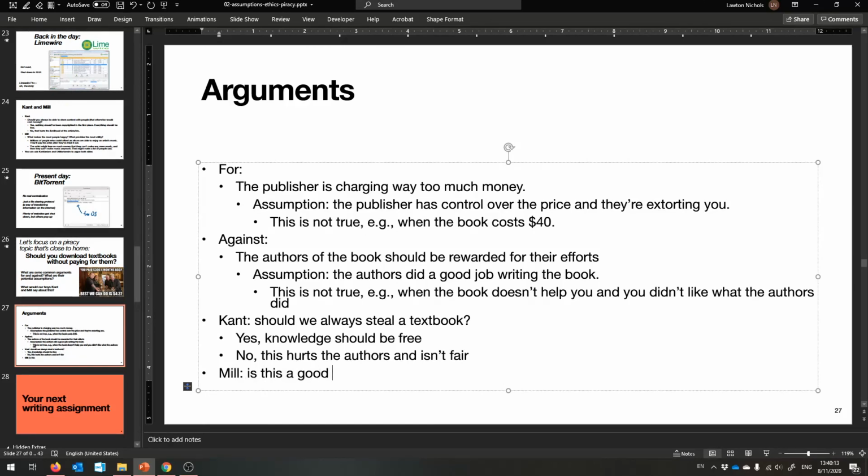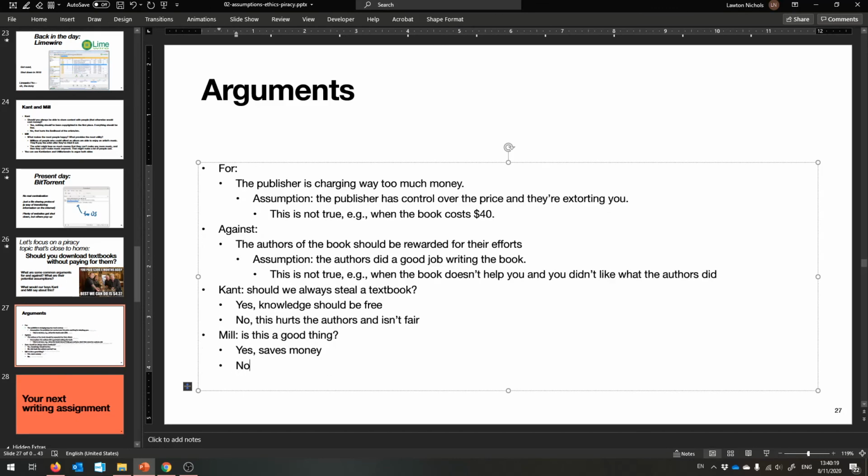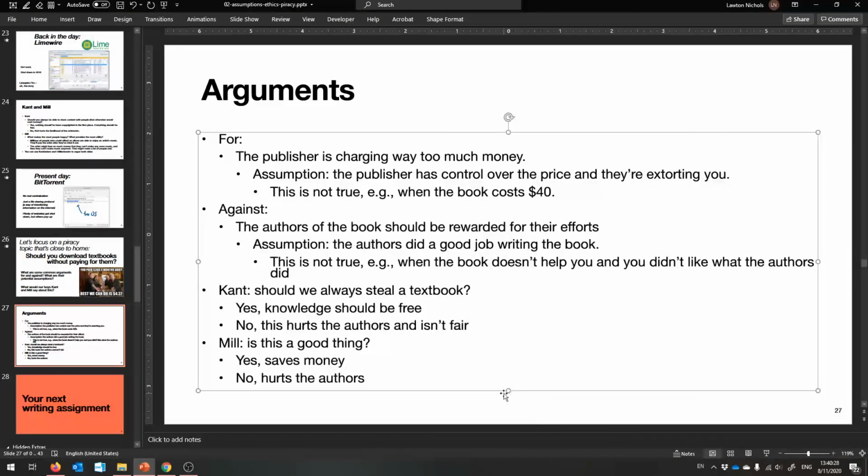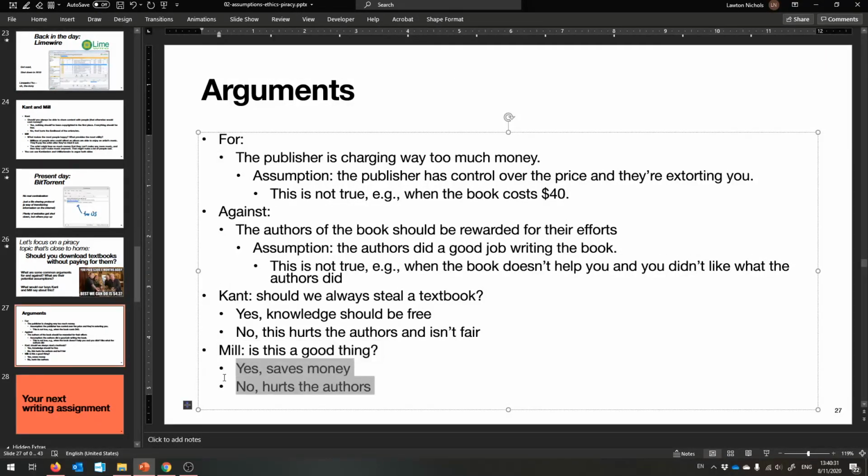Is this a good thing? Yes, saves money, or no, hurts the authors again. And again, these kind of arguments are the same conclusions you can draw, but the arguments for them from these points of view differ. So Mill would say it saves money and that's a good thing because many more people, their utility increases. They can get that book now, whereas they might not have been able to have their lives enhanced by this book. And again, it hurts the authors and it isn't fair because I wouldn't want that to happen to me. We shouldn't always steal.